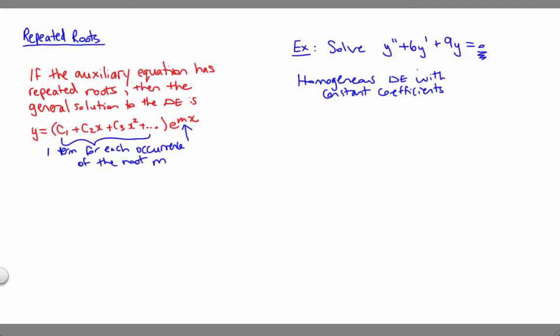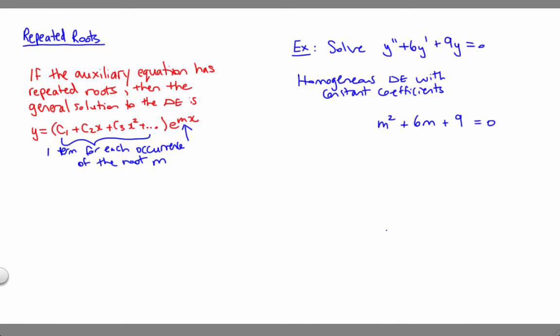And constant coefficients refers to the fact that on the left side we're just seeing constants 1, 6, and 9 as the coefficients. We're not seeing any functions of x or y as the coefficients here. So that tells us that it's valid to set up the auxiliary equation. Y double prime is going to become an m squared, the y prime becomes an m, and the y term becomes the appropriate constant, so it's going to become plus 9. And that's equal to 0.